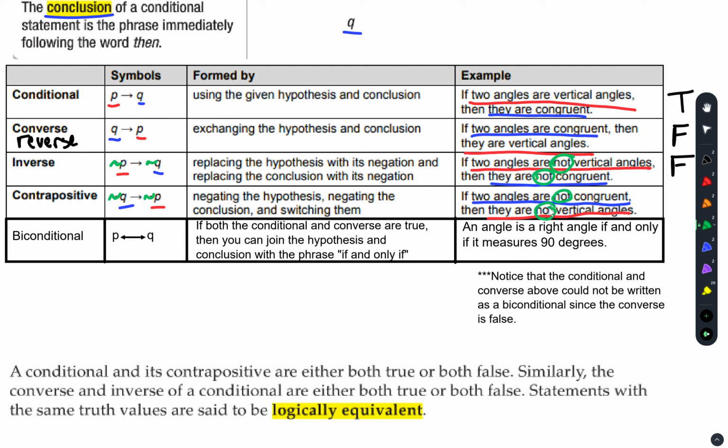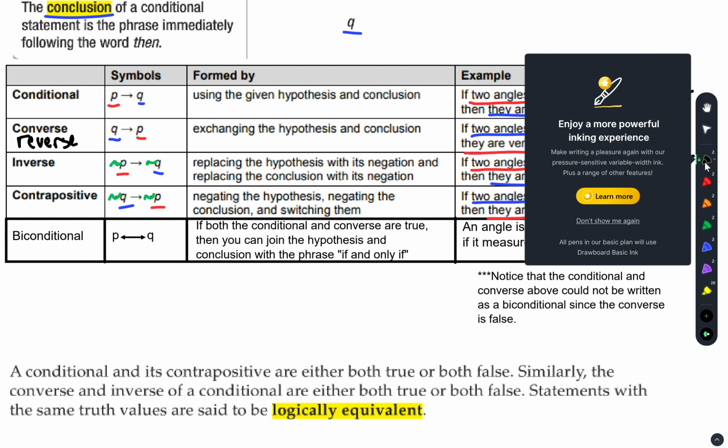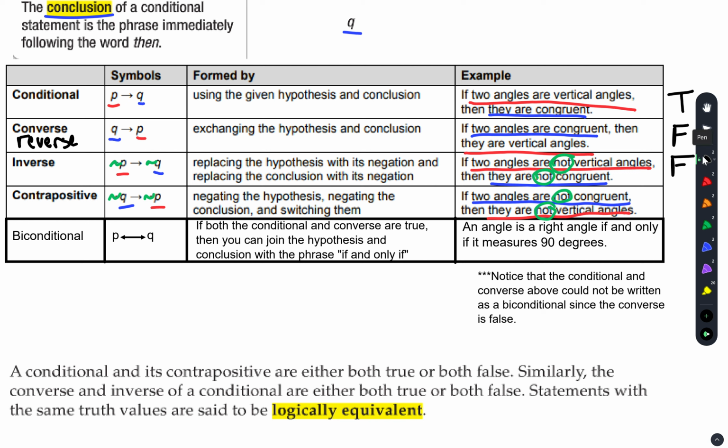If two angles are not congruent, then they are not vertical angles. This time I would say, yeah, that's a true statement, because if they were vertical angles, then they would be congruent. So if they're not congruent, they must not be vertical angles. I would say that's true.